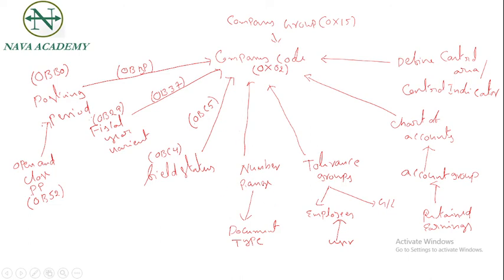Next, define number range. Right here, FB N1. Next, assign number range to document type. This one, OB A7.